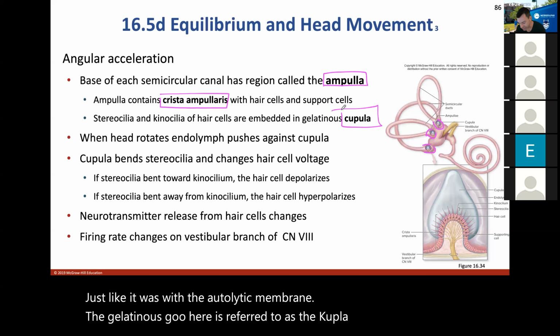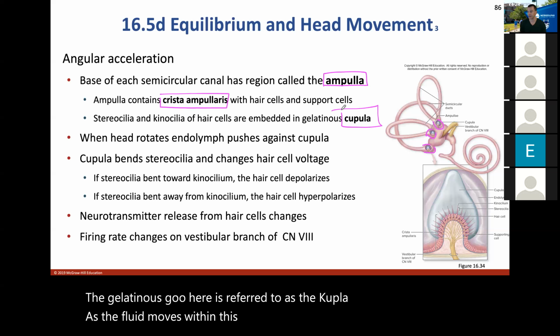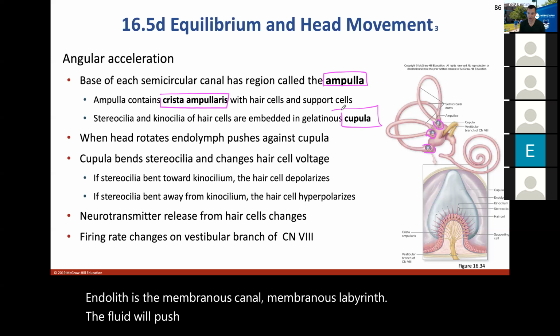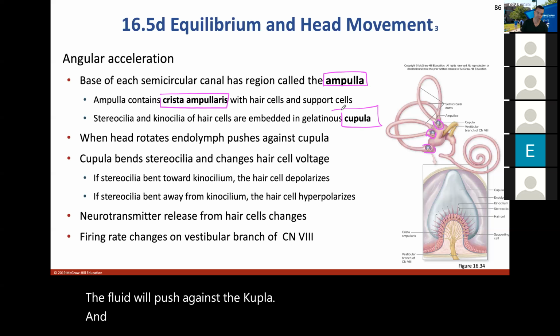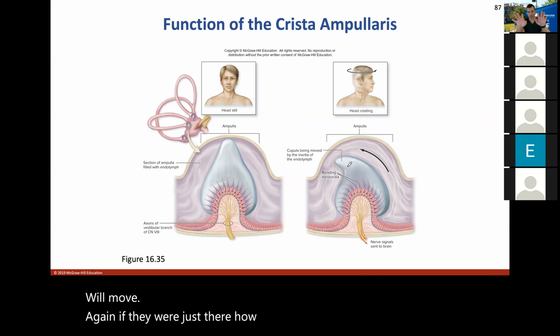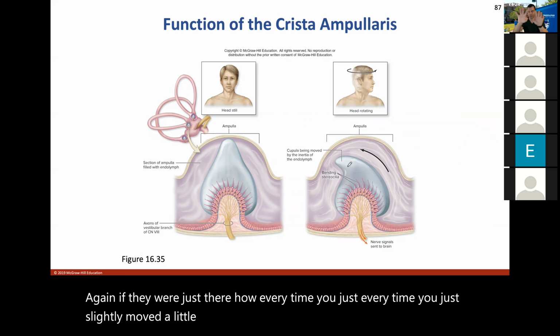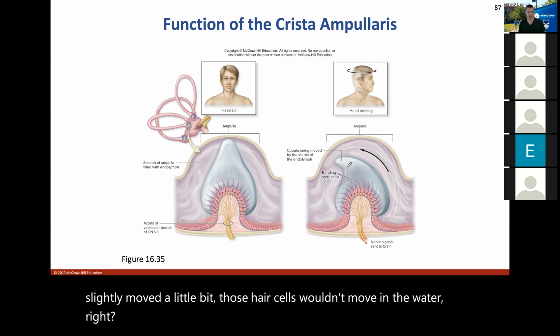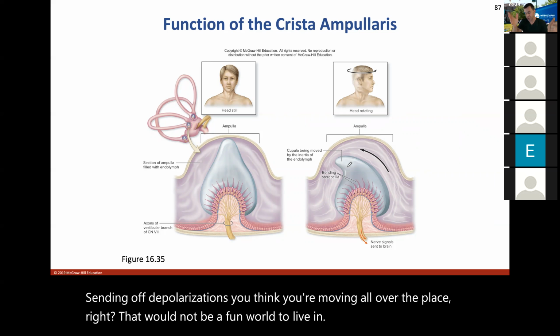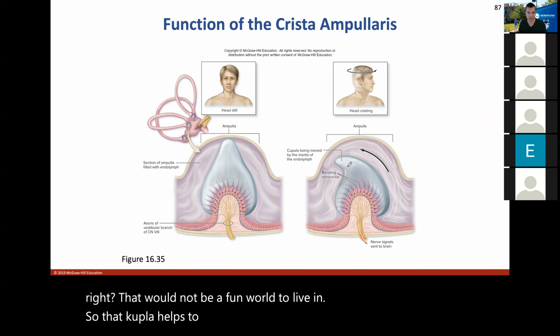As the fluid moves within this semicircular duct, and again, that's endolymph, because this is the membranous canal, membranous labyrinth, the fluid will push against the cupola, and the cupola will move. Okay, again, if they were just there, hell, every time you just slightly moved a little bit, those hair cells would move in the water, right? Sending off depolarizations, you think you're moving all over the place, right? That would not be a fun world to live in. So that cupola helps to stabilize those hair cells.